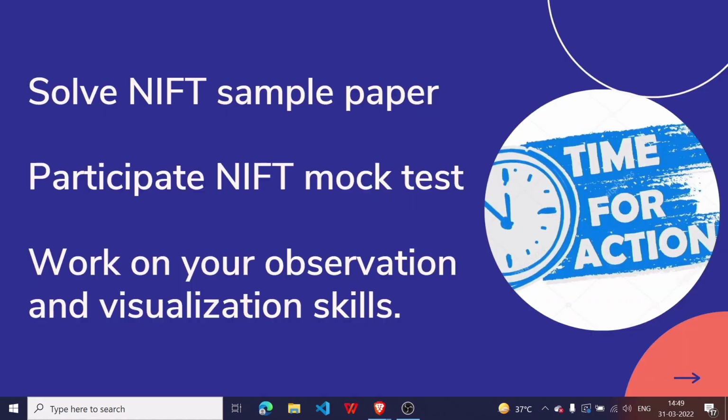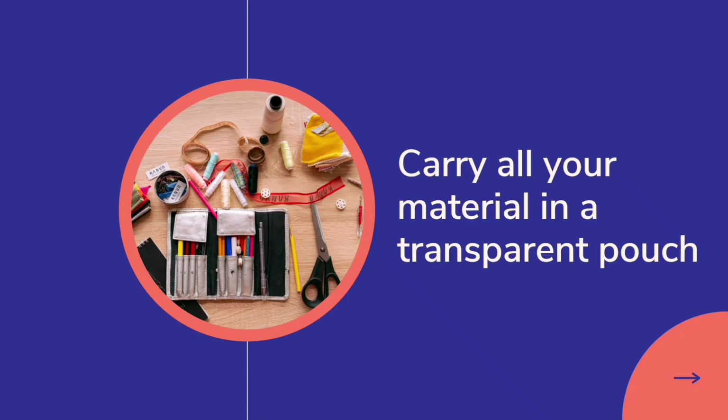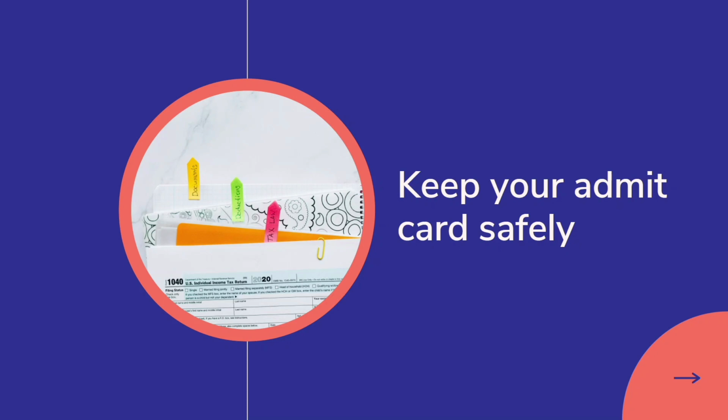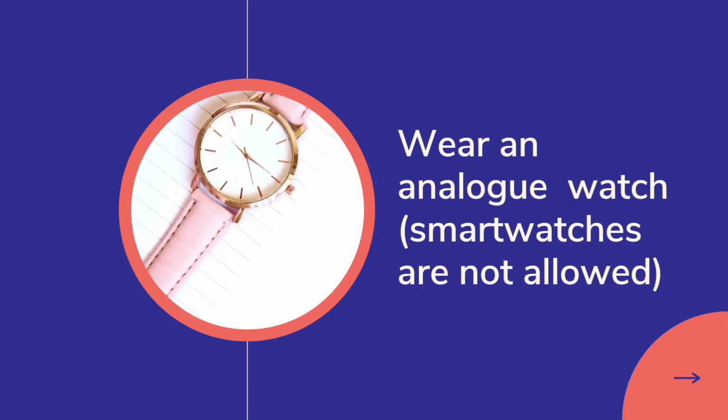Coming back to the video, now let's talk about the things to carry in the examination hall. So all the materials that I listed previously, you need to carry them in a transparent pouch. Also keep the admit card safely. Carry a transparent water bottle to the examination center. Wear analog watches only, because smartwatches are strictly not allowed. Wear an analog watch because you need to keep track of time, so I would suggest you wear a watch. Now that's it from my side.